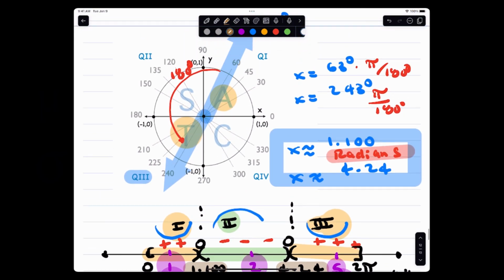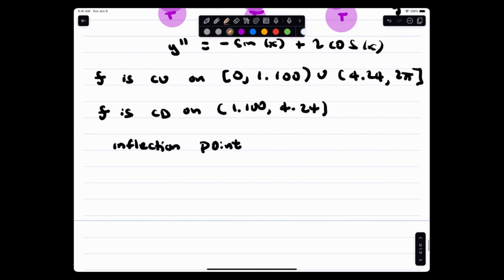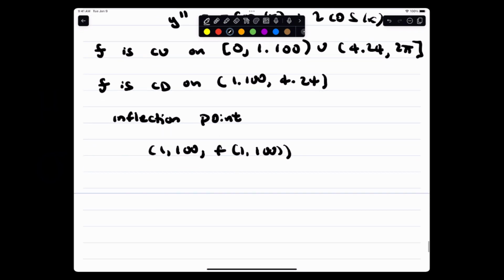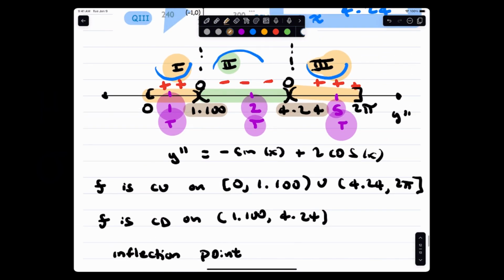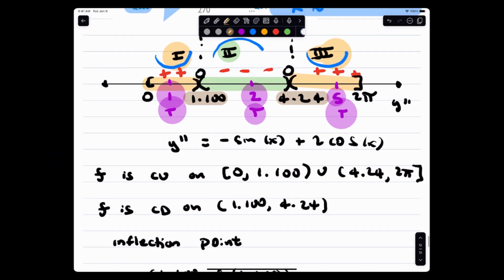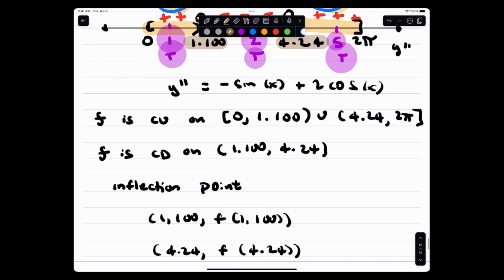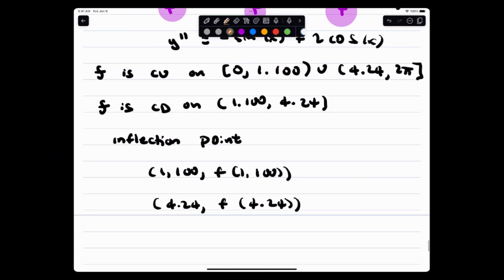And you go, wait a minute, is there? Yeah, I'll show you guys. And you say, well, where are they, right? Well, here's what you guys want to write. At 1.100, and then f of 1.100. And what's the other one? Is it 4.24? Yeah. At 4.24, and then f of 4.24. There it is. So here's our picture. It's worth 1,000 words. And that's how you answer this question.